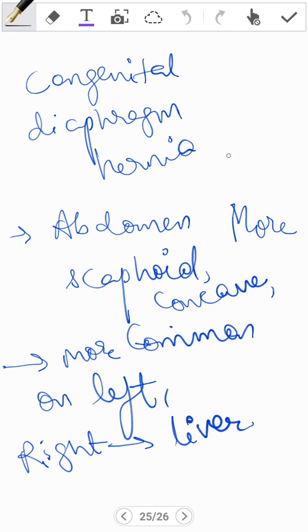Now this can also be one of the differentials, but I did not explain this in detail. But the most likely clues that you can see in the baby is that the abdomen is going to be more scaphoid, it can also be framed as more concave, and it is most likely on the left side because on the right side you have the liver. So the left side is a pretty good place to displace your bowels into your lungs.